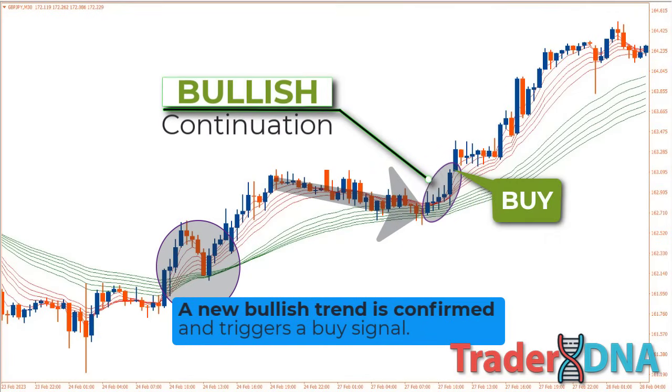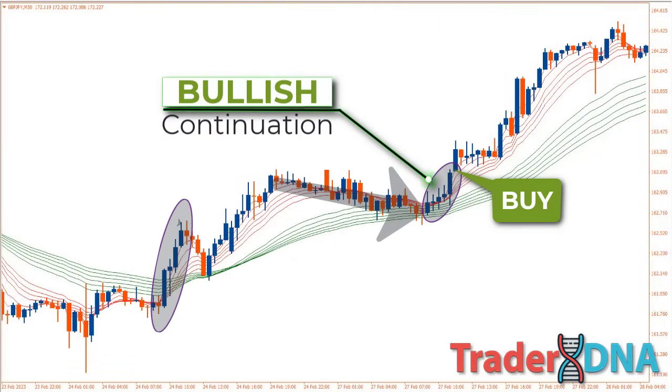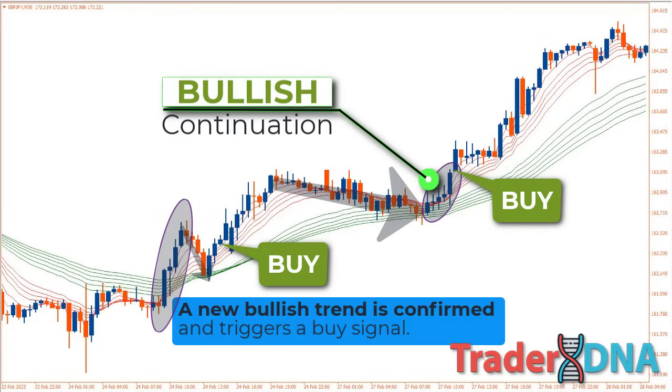a buy signal. Also, after a crossover, if prices fall back and then bounce off the longer-term EMAs, this signals a continuation of the bullish trend and triggers a buy signal.